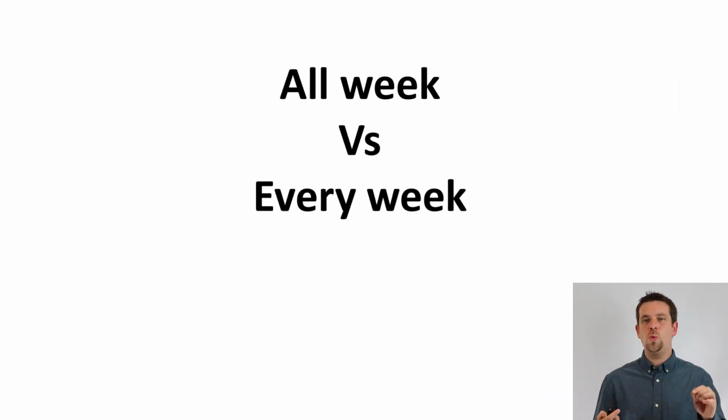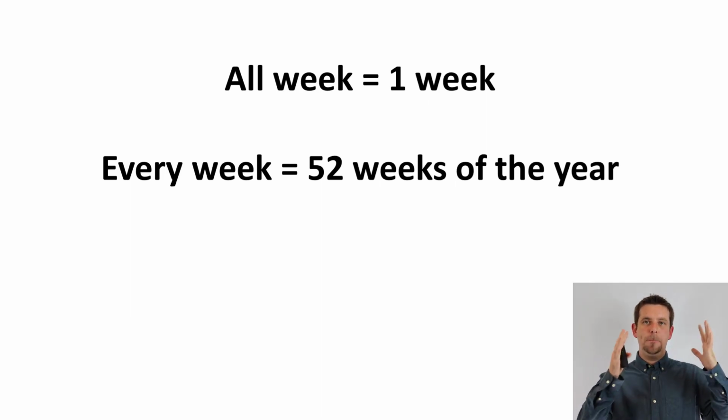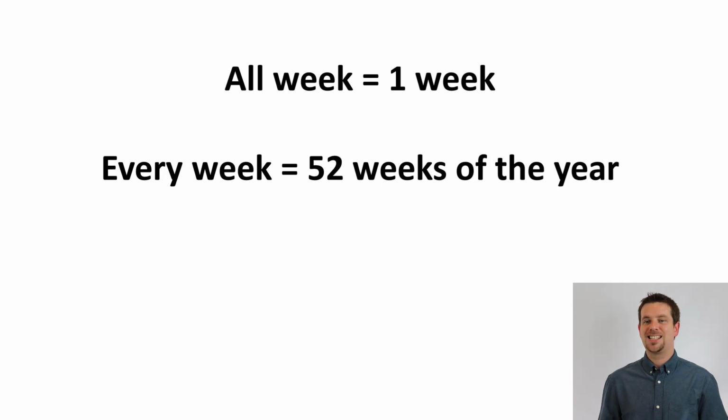Next one is all week and every week. This is extremely similar to all day and every day. All week means 1 week, a big percentage of that 1 week. Every week means 52 weeks of the year, okay? This is extremely similar to all day, it's just 1 day, and every day is 7 days, right?